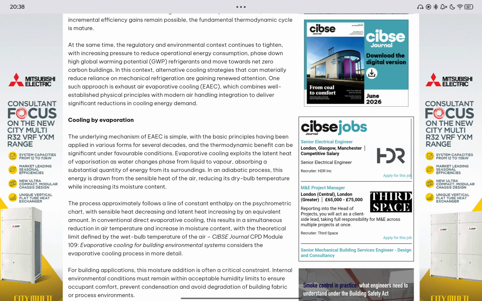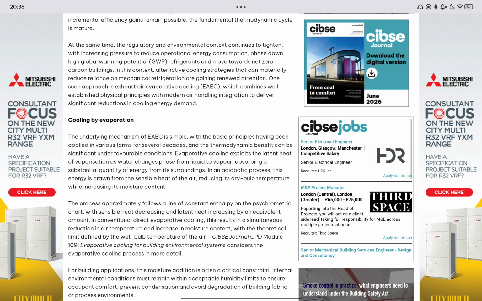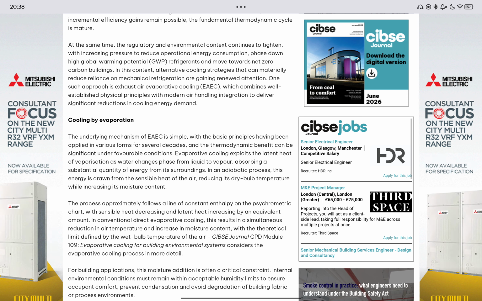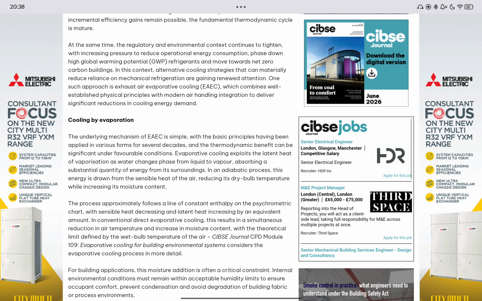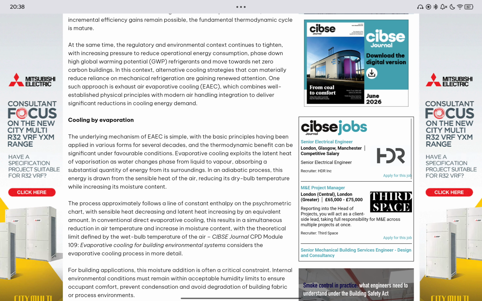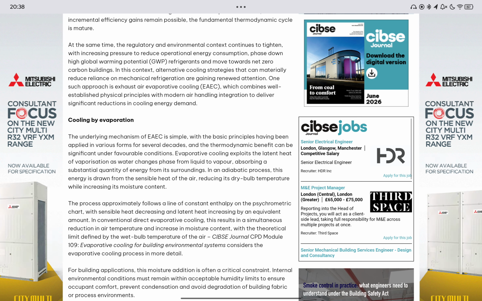Cooling by evaporation. The underlying mechanism of EAEC is simple, with basic principles having been applied in various forms for several decades, and the thermodynamic benefit can be significant under favourable conditions. Evaporative cooling exploits the latent heat of vaporization as water changes phase from liquid to vapour, absorbing a substantial quantity of energy from its surroundings.